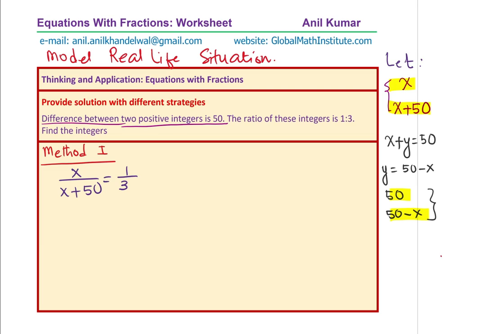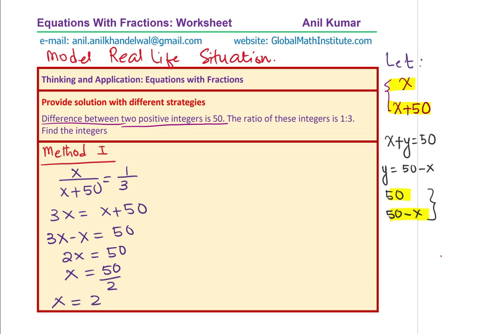1 is to 3. Now, since x plus 50 is greater, as we're talking about positive numbers, it is a good idea to put the ratio as 1 is to 3 in the right perspective. You see the idea, right? So this is how you will get it. Now the strategy is to cross multiply. So we have 3x equals x plus 50, and you can bring the x together, and then you get 3x minus x is 2x equals 50, and that gives you the value of x as 50 divided by 2, and you know that x is 25.